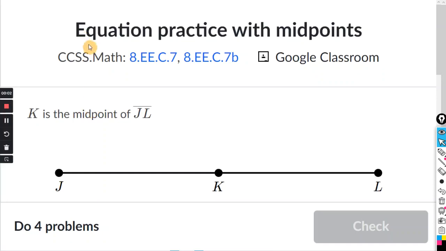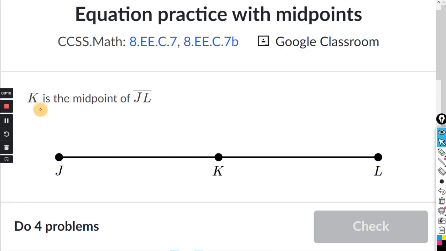This will be for the congruent segments equation practice with midpoints. It's given that K is the midpoint of JL. So before I do anything, if K is right in the middle of JL, then I know that this segment here on the left is congruent or equal to this segment here on the right. I'm going to put the notches on each segment to indicate that they are congruent. Congruent means equal length, by the way.